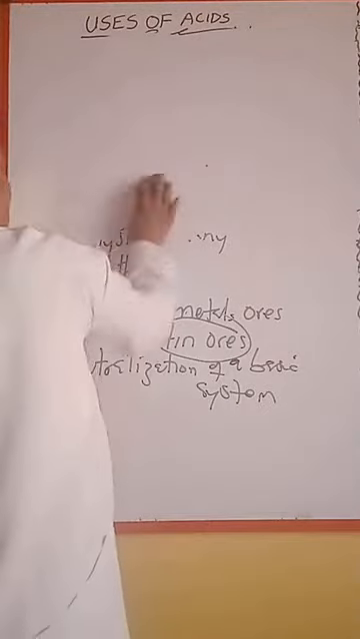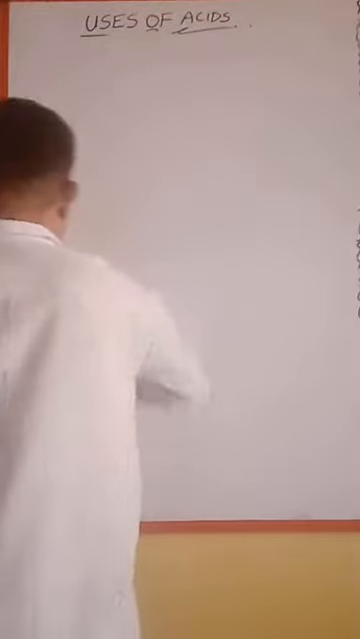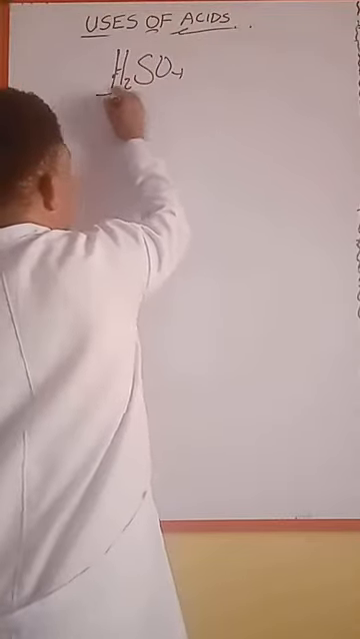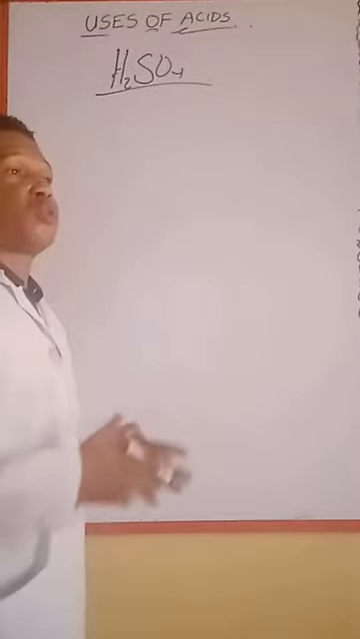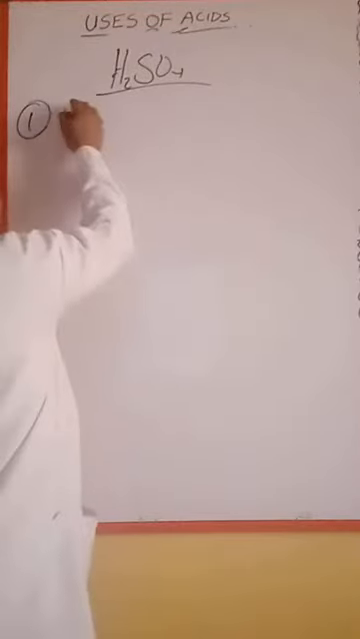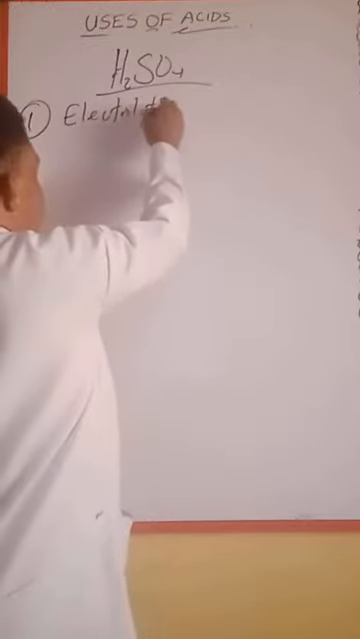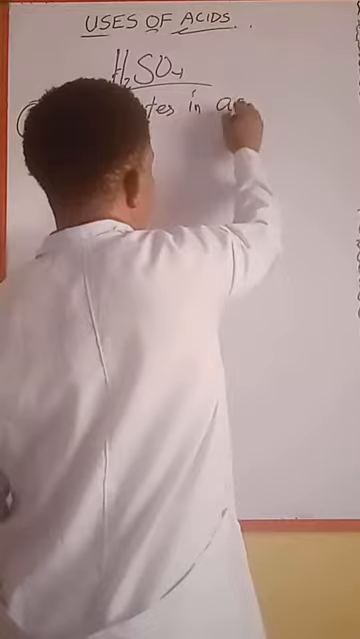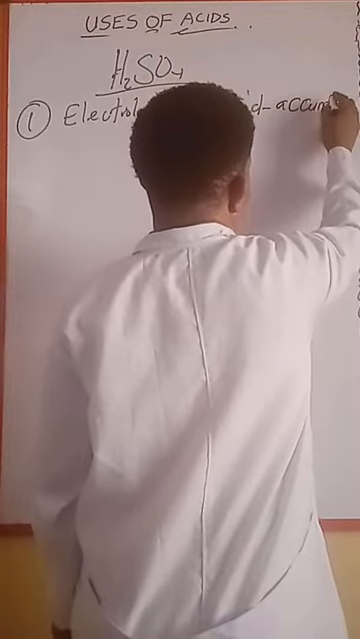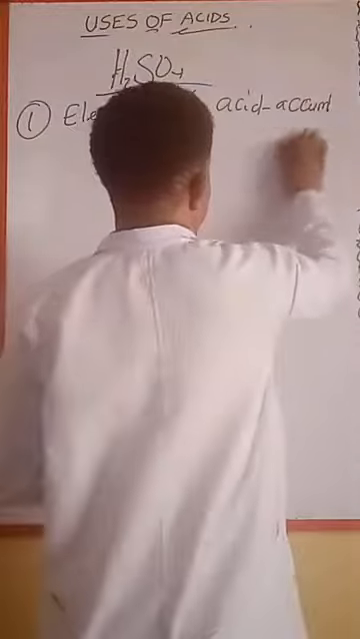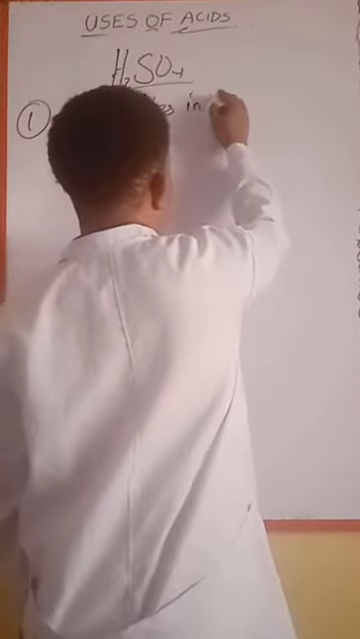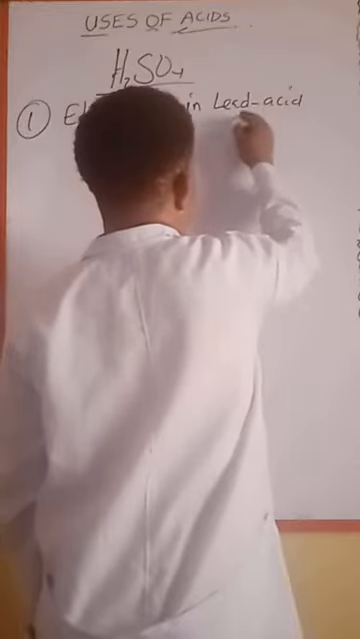Now, let's talk about the uses of H2SO4, which is your sulfuric acid, or tetraoxosulfate 6 acid. Number one, it is used as an electrolyte in acid accumulator. It's used as electrolyte in lead acid batteries.